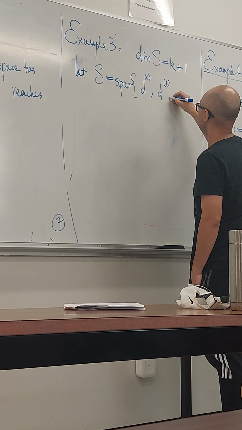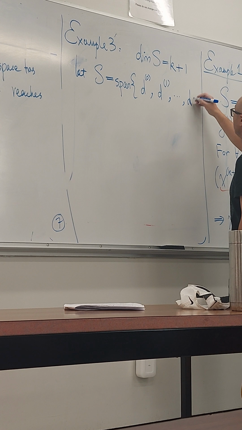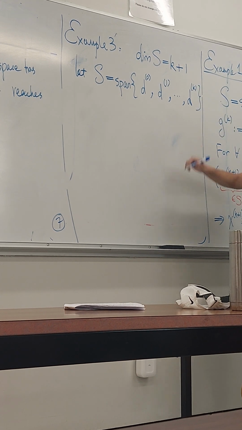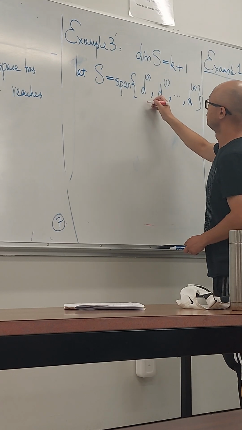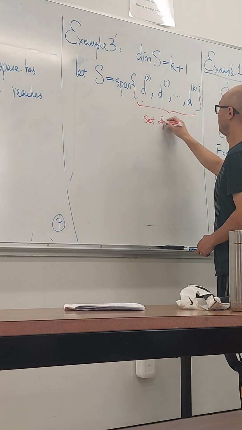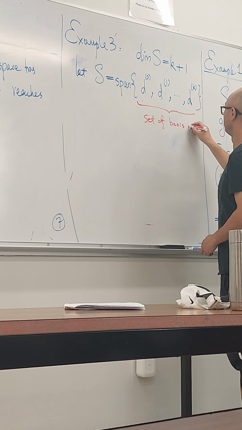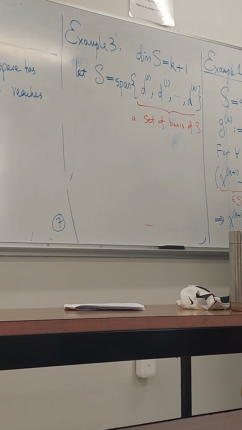So d0, d1, dot dot dot, d superscript k. These are the bases, so this is a set of bases of S. So they are linearly independent. So these directions are linearly independent.